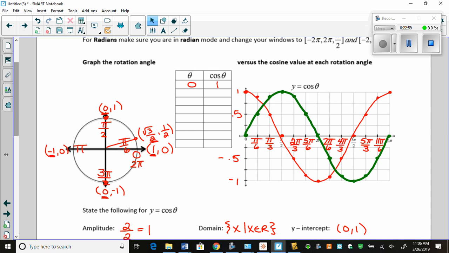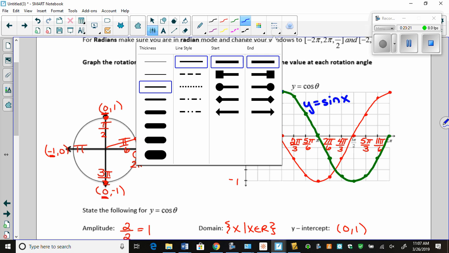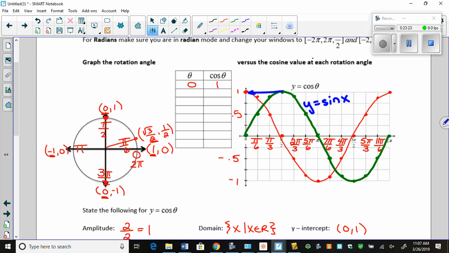This green graph here is the sine graph, the y equals sine x graph. It's a really thick marker. If I shift it pi over 2 to the left, it's actually the red graph, isn't it? If I take the red graph and shift it pi over 2 to the right, it's actually the green graph, isn't it?